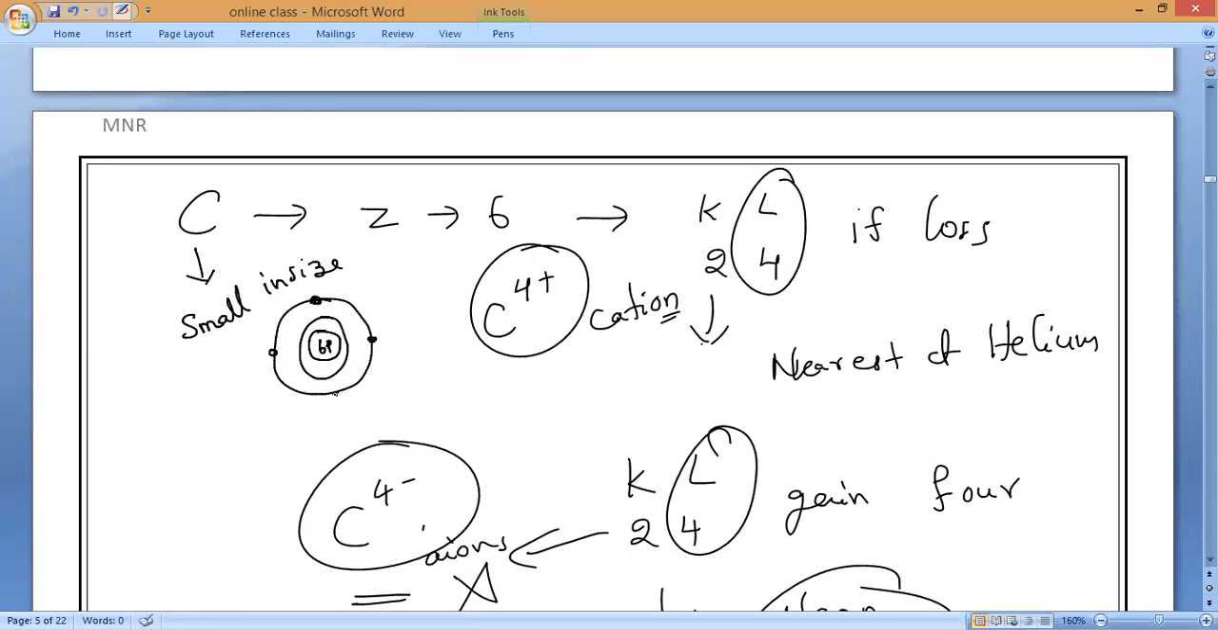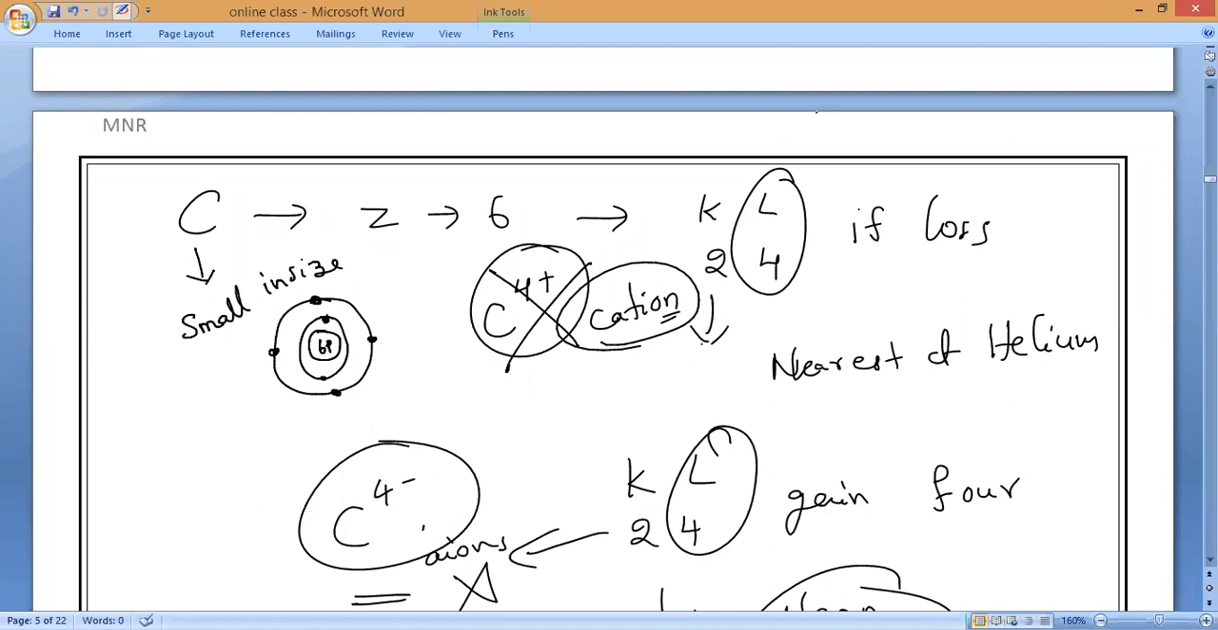How many valence electrons are present? All of you? 4. So the nucleus is very small, as you can see, and it is exerting a huge force on its 4 electrons. So a huge amount of energy is required to remove those electrons. Because the nucleus holds them very tightly, we cannot remove 4 electrons, and it will never form cations.